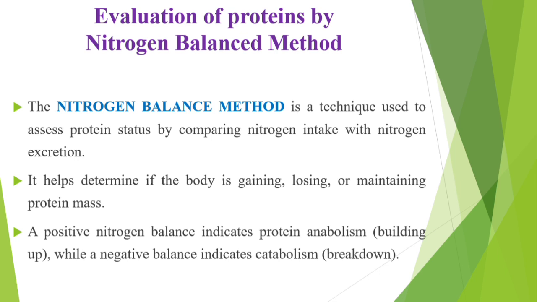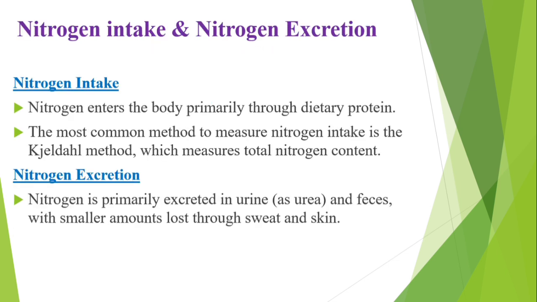What is the nitrogen balance method? Generally, this nitrogen balance method is a technique which is used to assess protein status by comparing nitrogen intake with nitrogen excretion. It helps to determine if the body is gaining, losing or maintaining protein mass. A positive nitrogen balance indicates protein anabolism, that is, the building of proteins, and a negative balance indicates the breakdown of proteins.